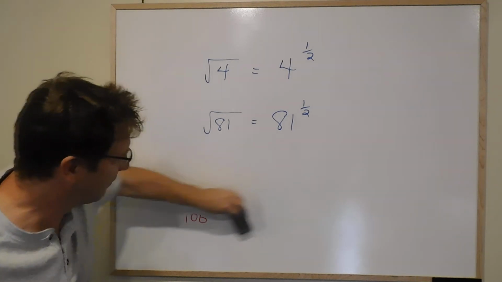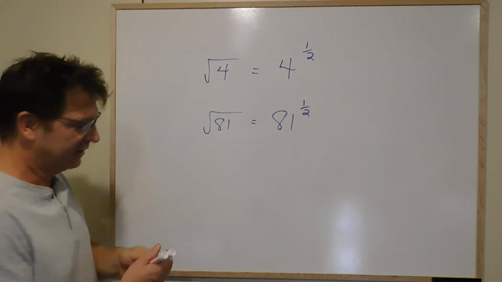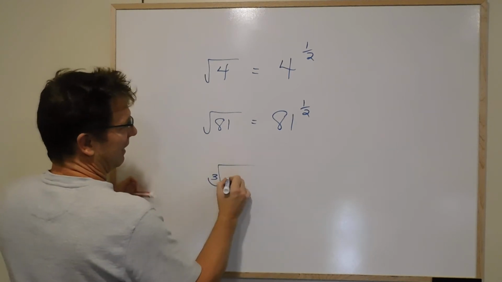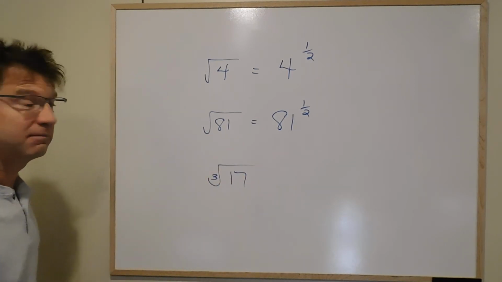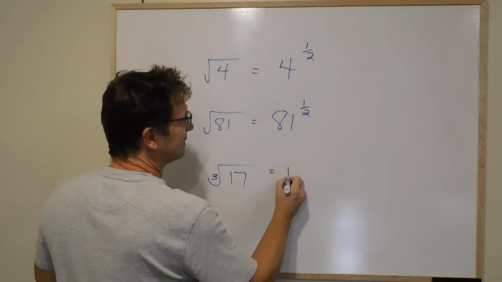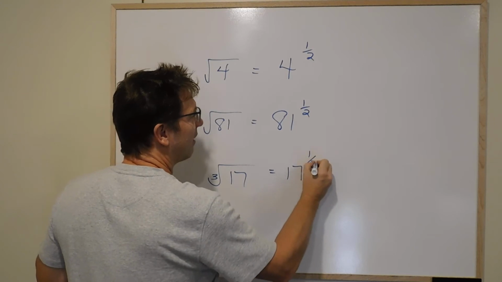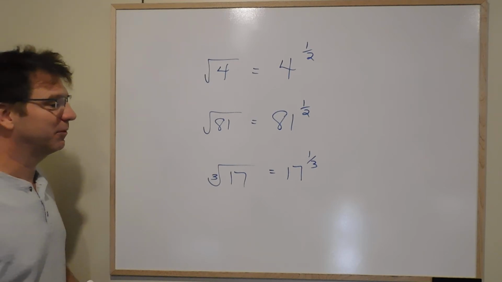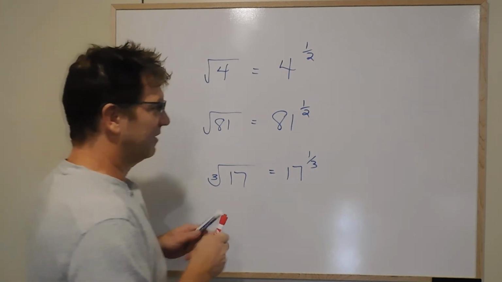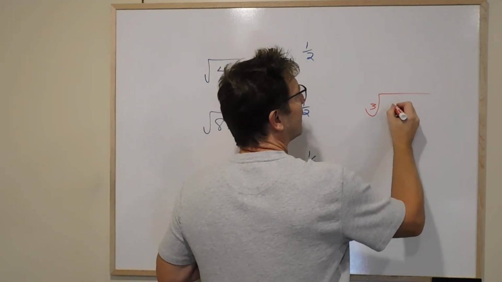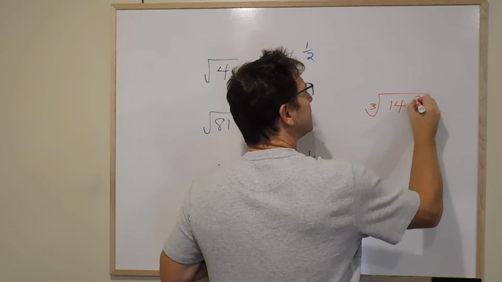Now, what if the fraction was not a square root? What if it was a cube root of 17? Okay? 17 is not a real nice number to cube root, but it doesn't matter. I could say this is 17 to the 1/3. Okay? 17 to the 1/3. Now, the one that's going to come up, and you're going to see in a couple minutes, is what happens if I have the cube root of 14 squared.